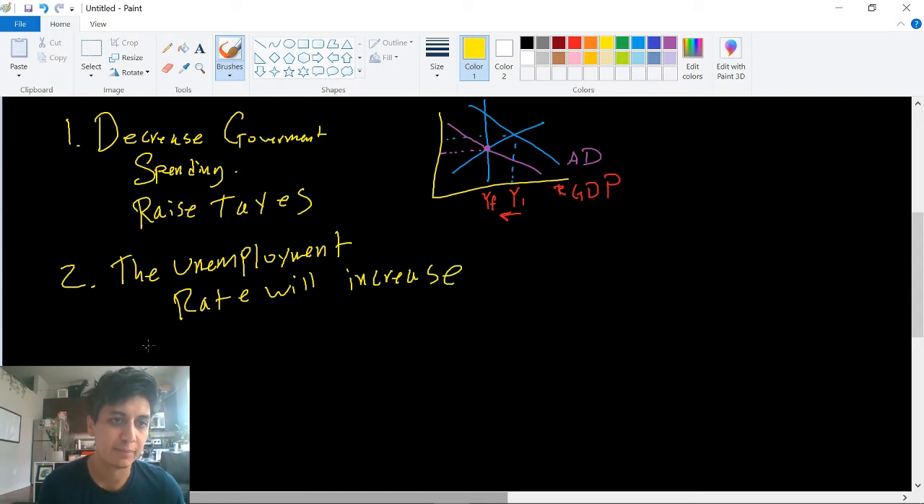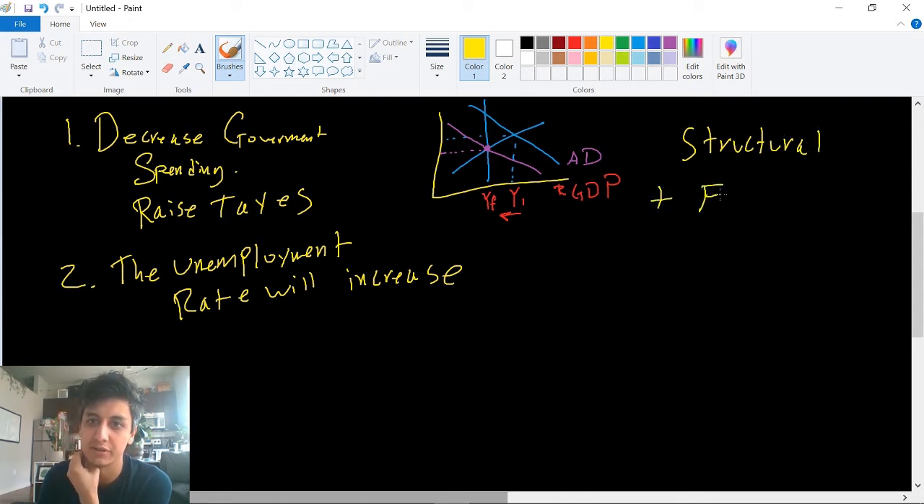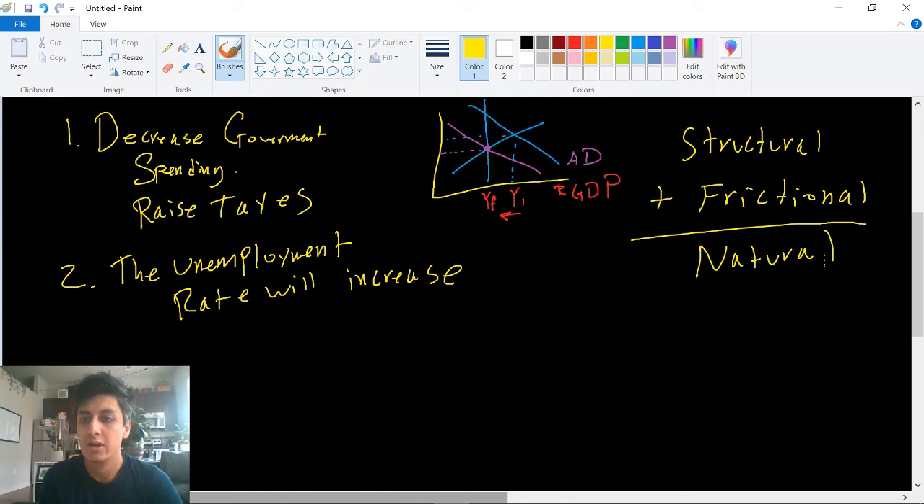And I think the second part to that second question is kind of a curveball. It says what's going to happen to the natural rate of unemployment. And if you remember, the natural rate was structural plus frictional equals natural. So structural, if you remember, these are people whose skills are no longer in demand. And frictional are people who are moving from job to job.